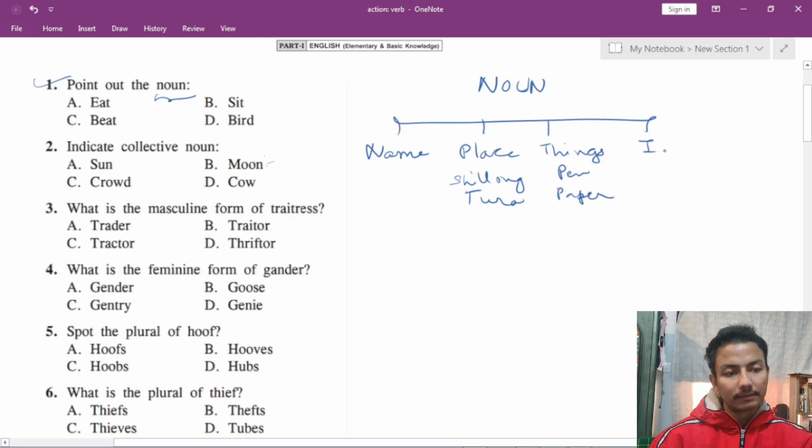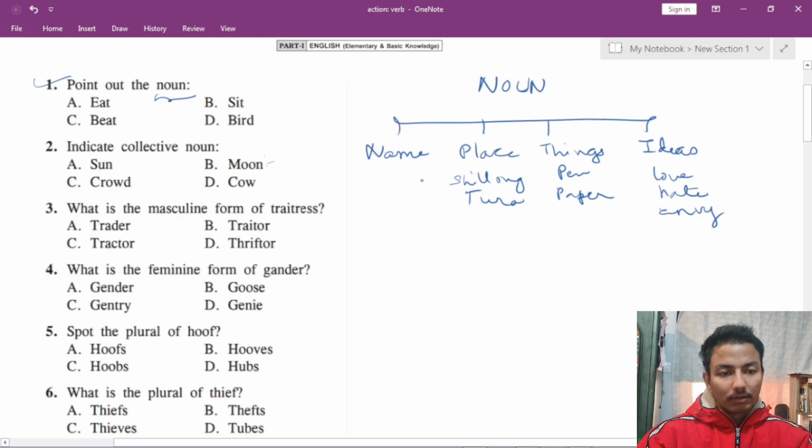Finally, ideas. Ideas here are basically things that we cannot touch, cannot see, but we can feel inside. Examples of ideas are love, hate, envy, etc. Okay. So I think we know what a noun is now. So let us solve this question.